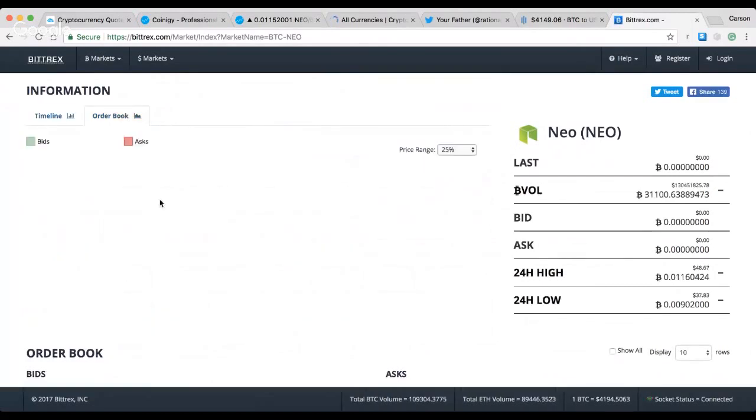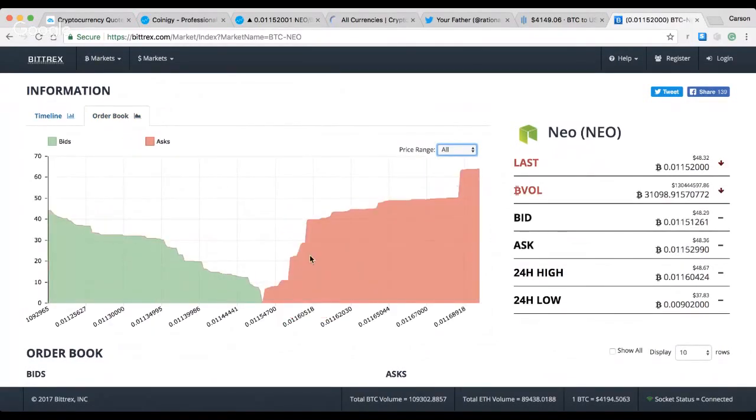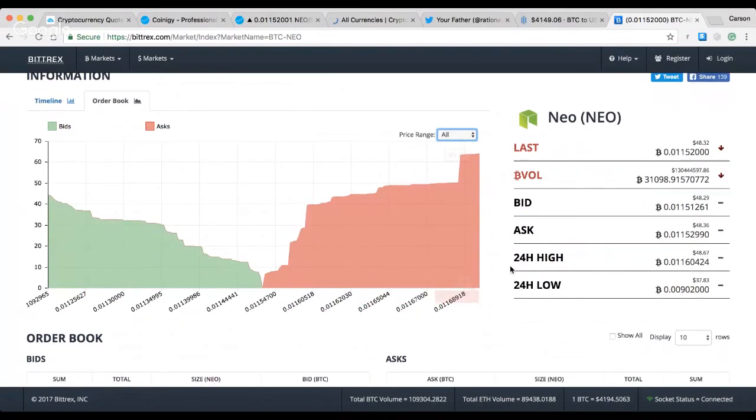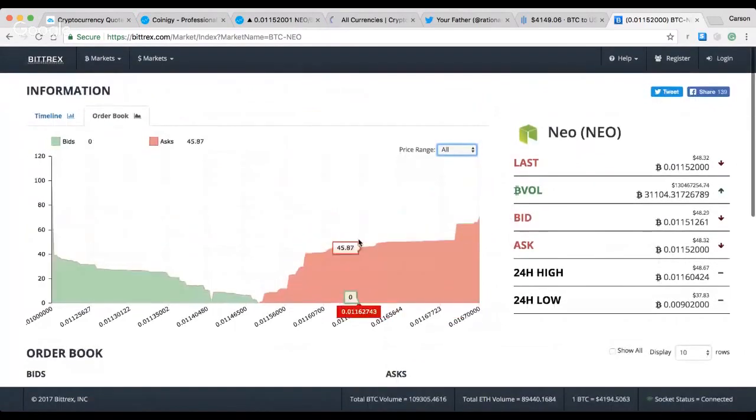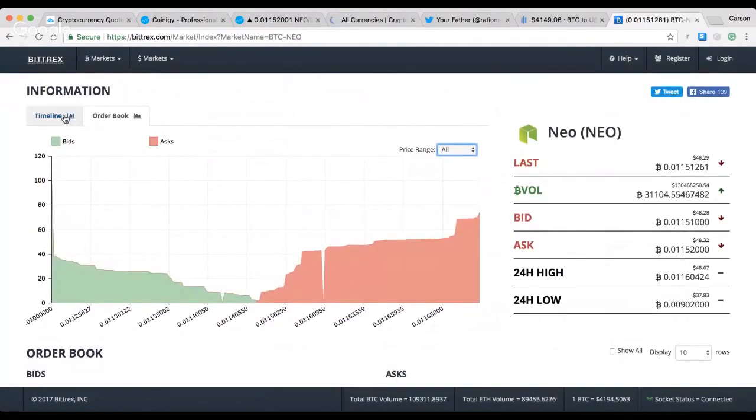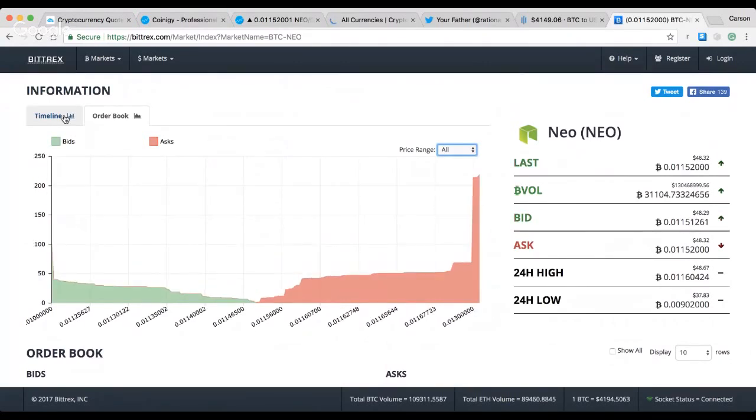I just want to take a look at the order book. I still think that there's selling pressure for NEO. Yeah, there still is. So I'm just waiting for the selling pressure to subside, and then I'll make my best judgment about whether I'm going to get in. But yeah, I think NEO is still overbought, not oversold. I think NEO is overbought.